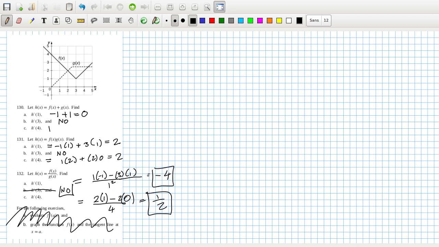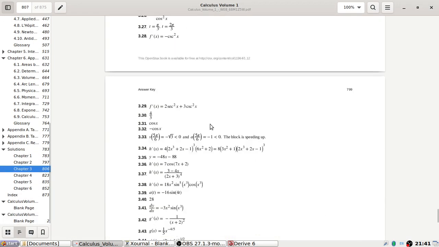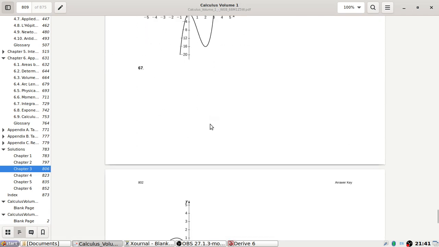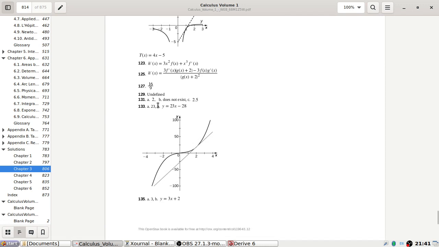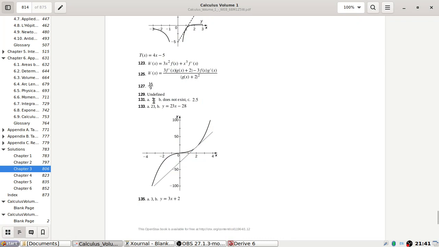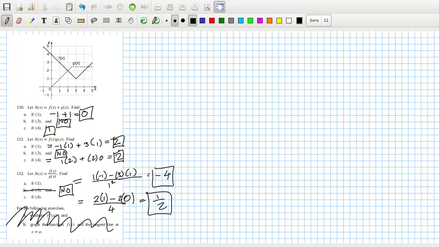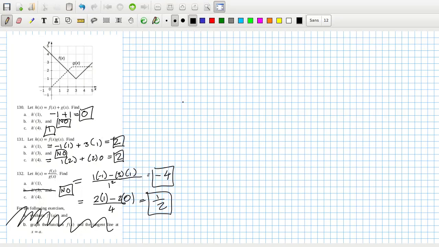Again, nothing in the middle. 2, undefined 2, 1, undefined 0. Oh, okay, let's see if we're right. That was a little bit harder to do in my head, pushing my mental faculties. 132. 2 does not exist in 2.5. 131. I made a mistake here. 2 does not exist.